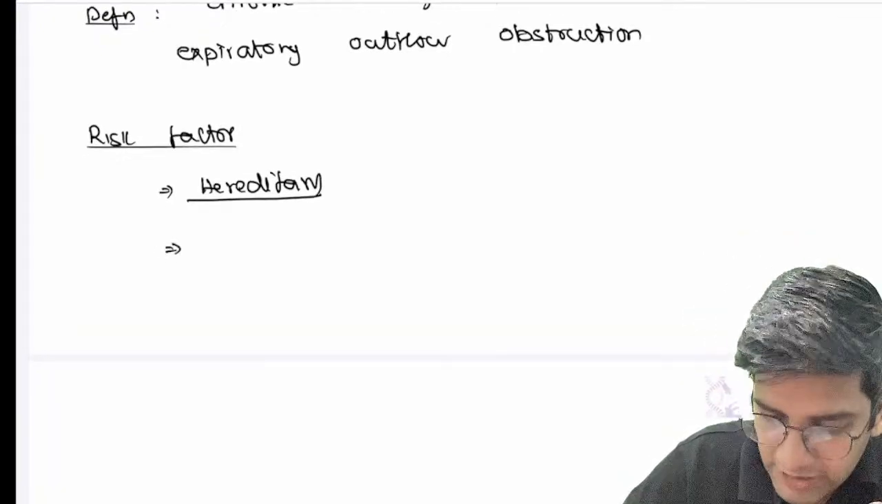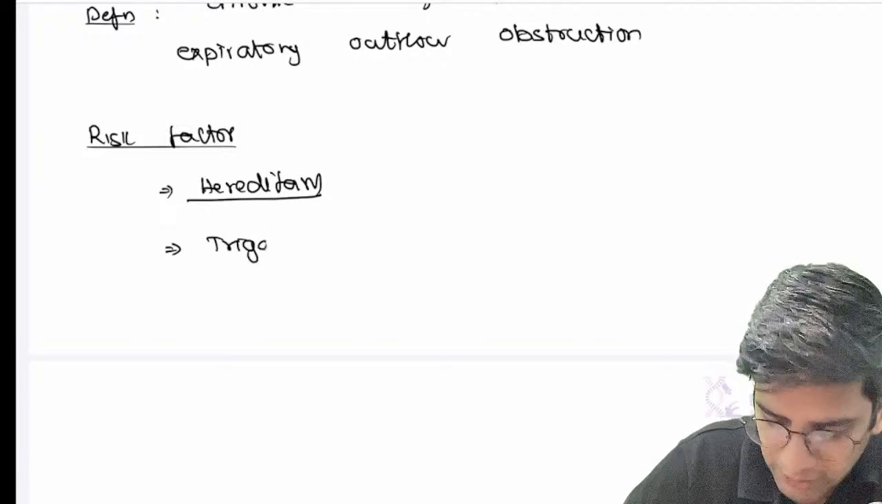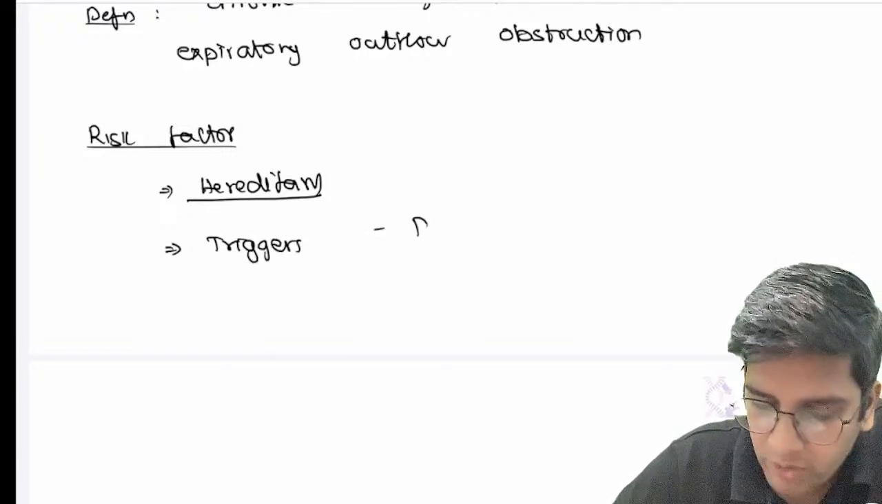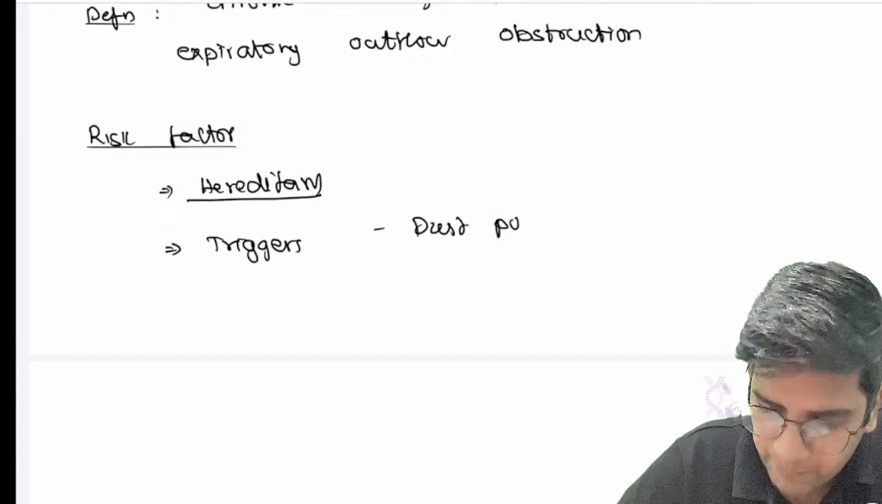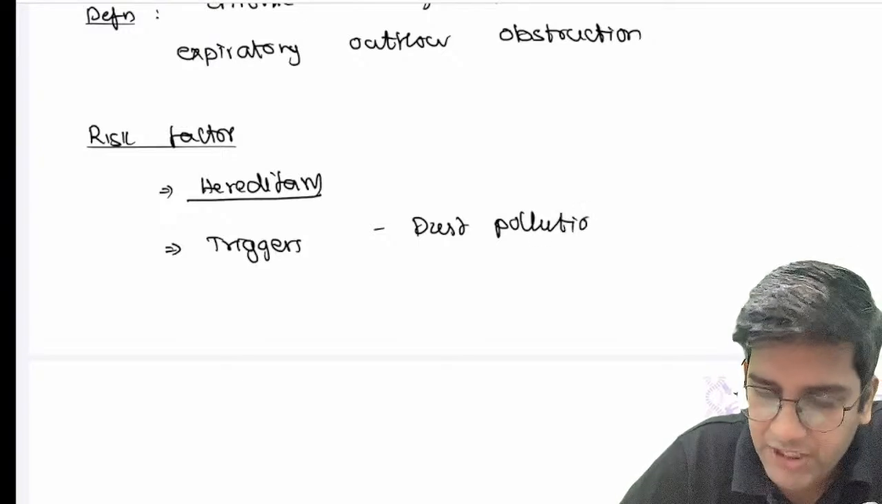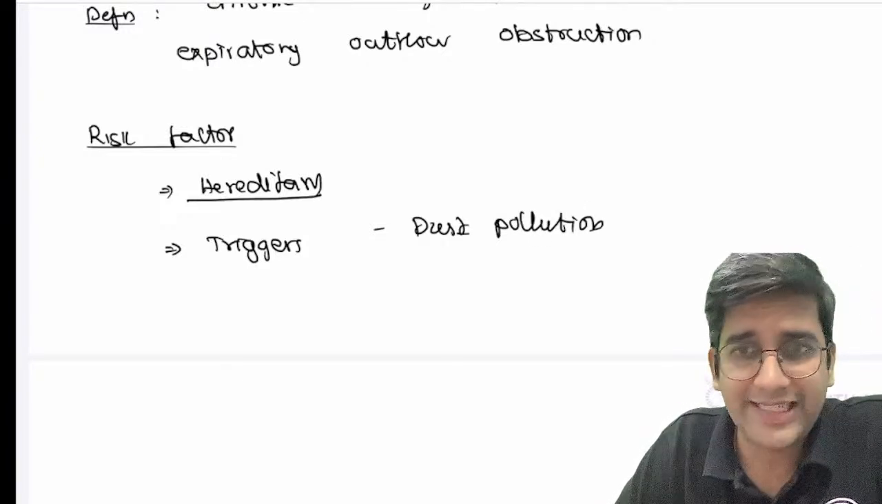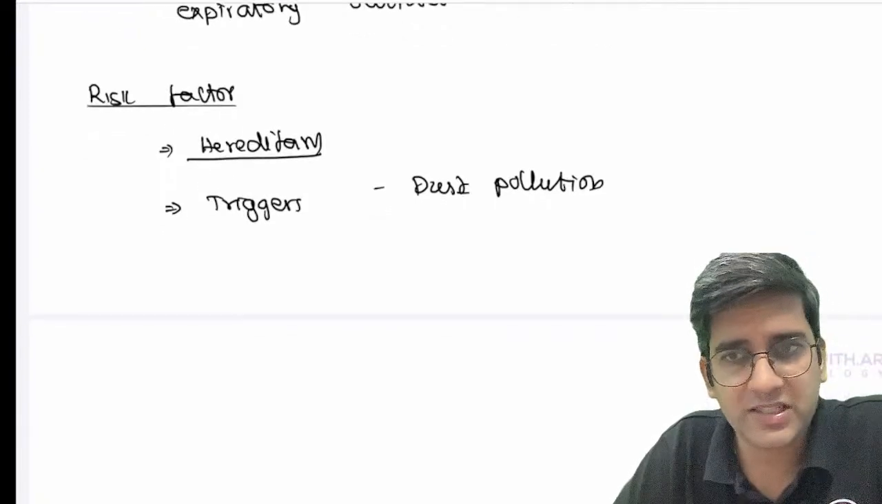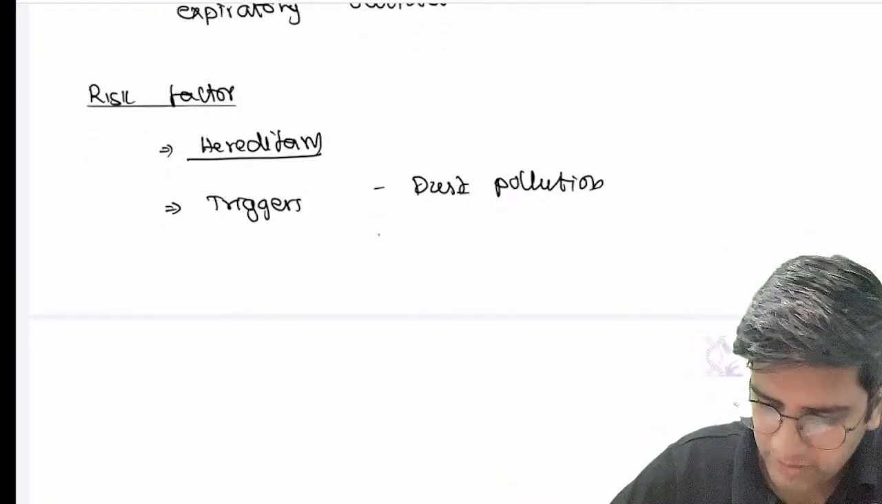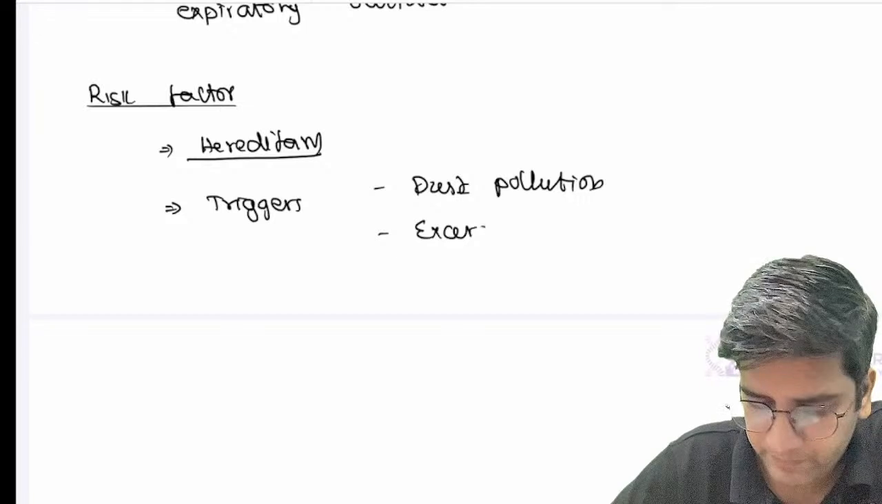But in addition to that, there are a few triggers for asthma. One of the most important triggers is dust pollution. Do you know any different or special types of asthma? Have you heard about exercise related asthma? You must have read about exercise related asthma, right? Perfect. So exercise can be a trigger.